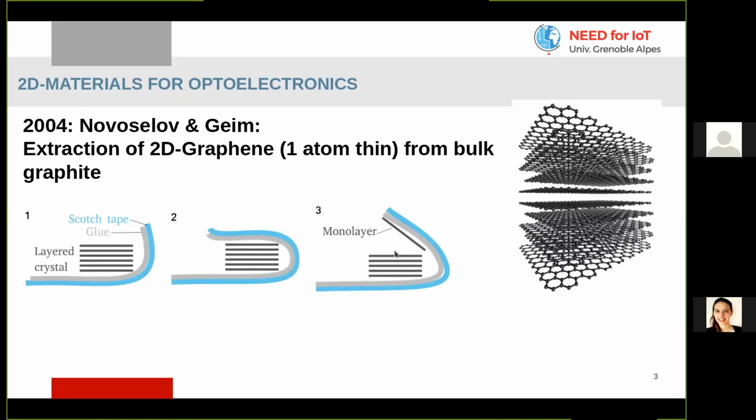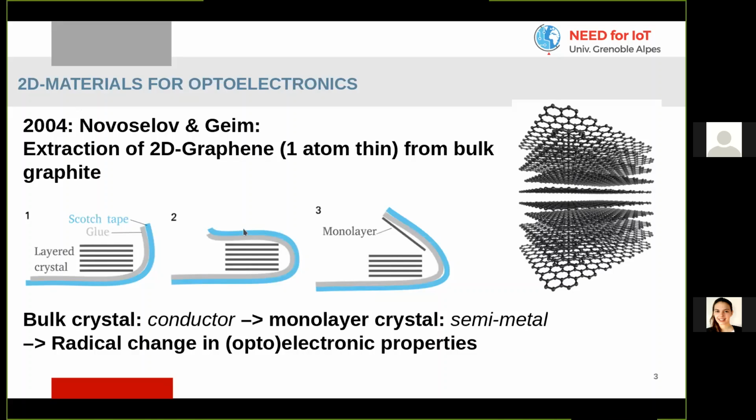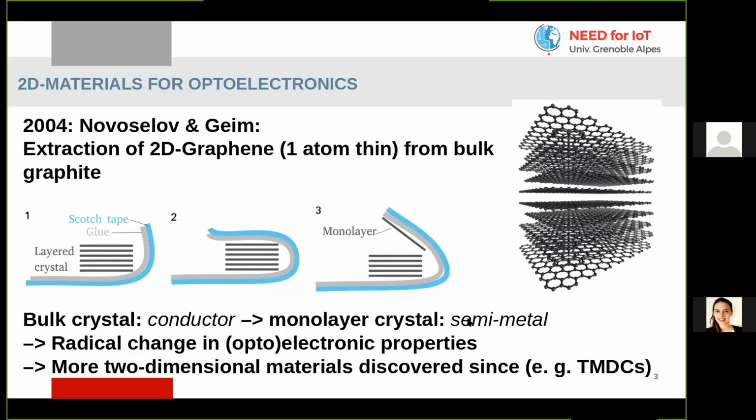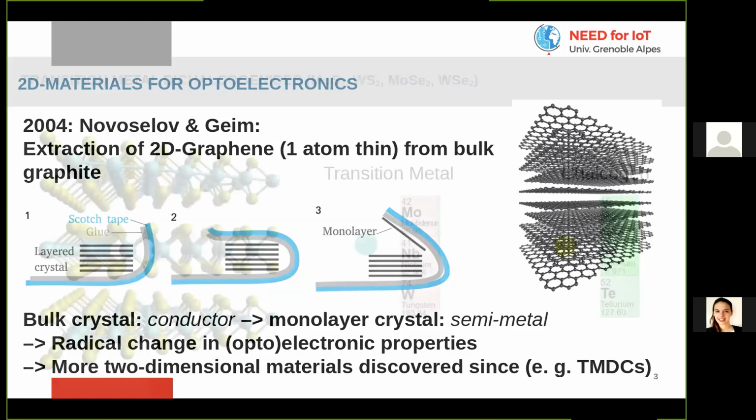And that's not all. When they started looking at the optoelectronic properties of this graphene in comparison to the bulk crystal, they saw that the bulk crystal is a strong conductor, whereas the monolayer crystal is a semi-metal. So they noticed that there was a radical change in optoelectronic properties, and that really triggered the discovery of a new field of 2D materials. Many 2D materials have been discovered since, just like the TMDCs.